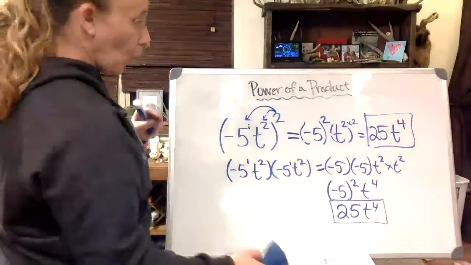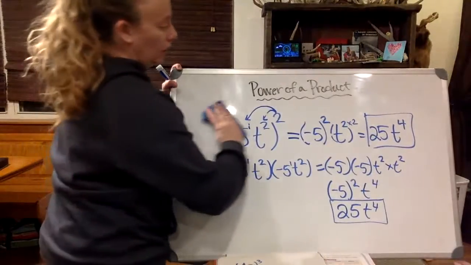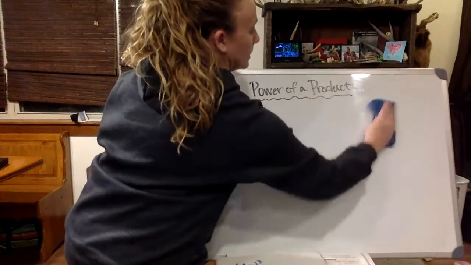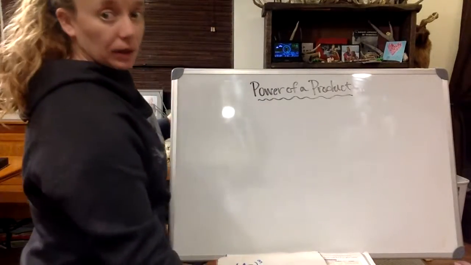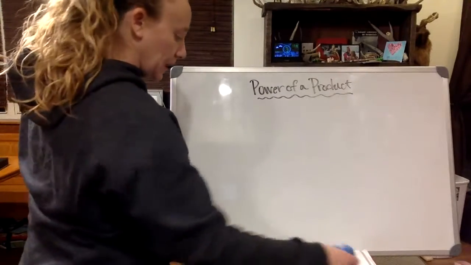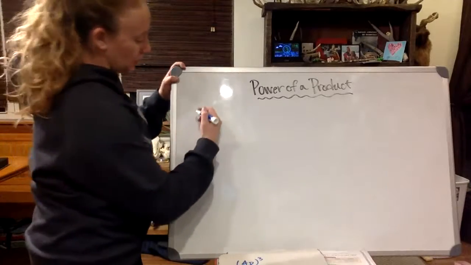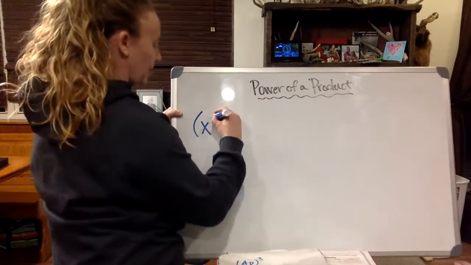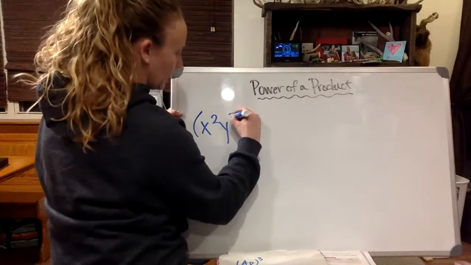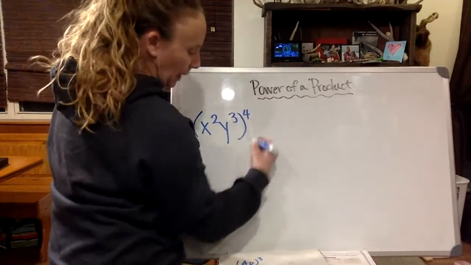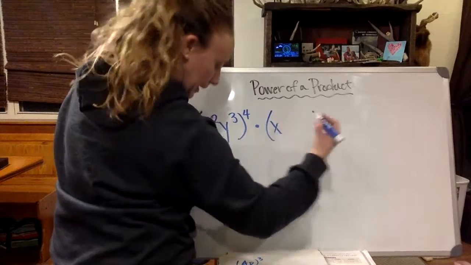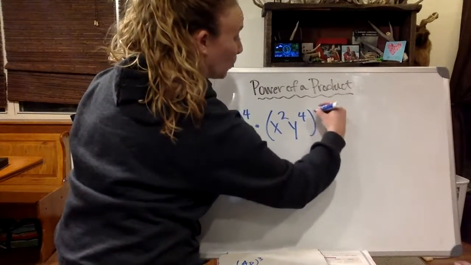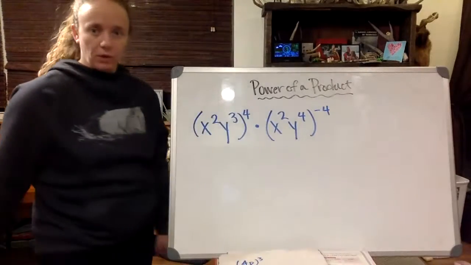Okay, one more example, and then I will let you go to work on things, and you can now see why I really upped the ante. These things get complicated very, very quickly, and it's super important that we embrace that. So we have x squared y to the 3rd power raised to the 4th power, times x squared y to the 4th raised to the -4th power.